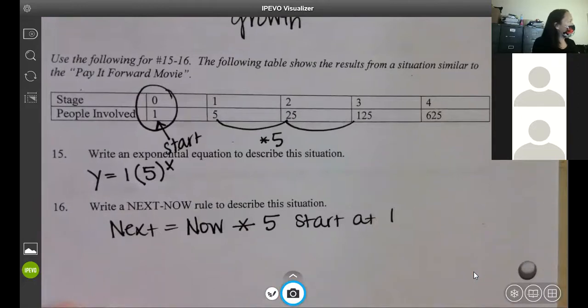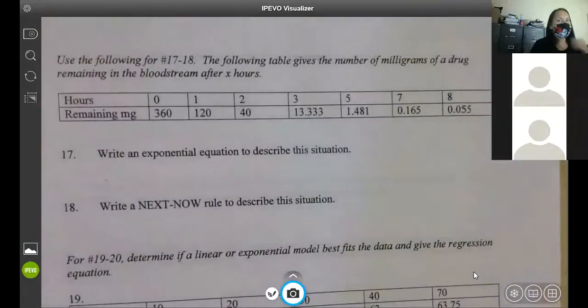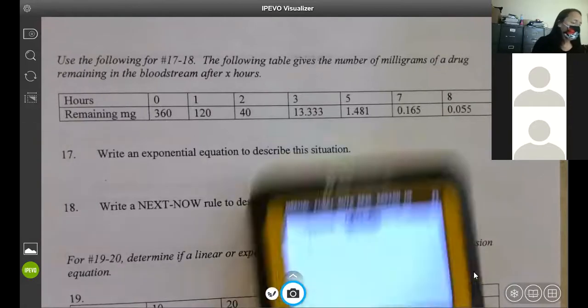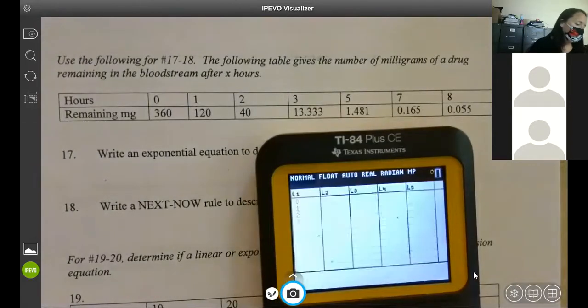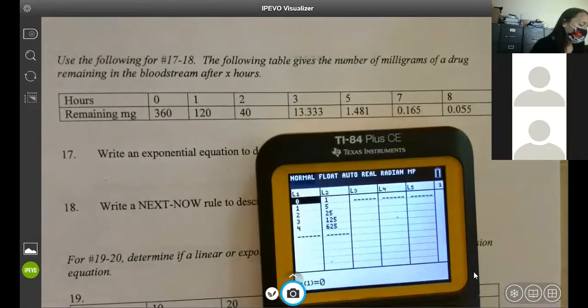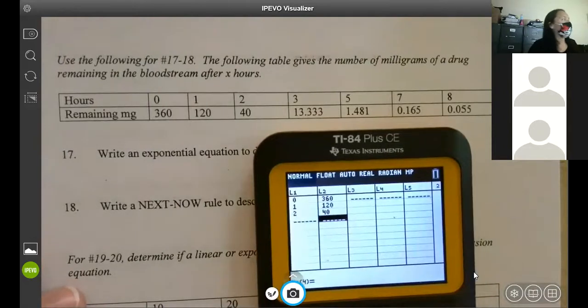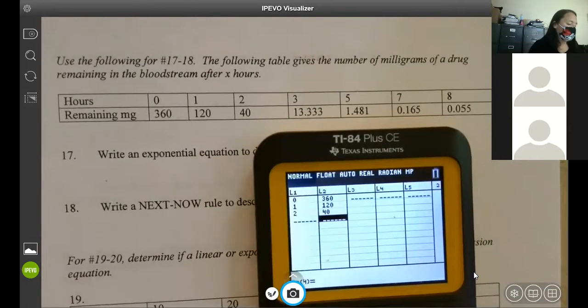Four more for goal 2, okay? 4 more. It's kind of the same thing. Going to do the same thing. Write an exponential equation. If you need your calculator, use it. Guys, realize that you don't need a million of these points in. You can do 3. So 0, 1, 2. Watch this. 360, 120, 40. Don't care about these two. 3 should give it to you.